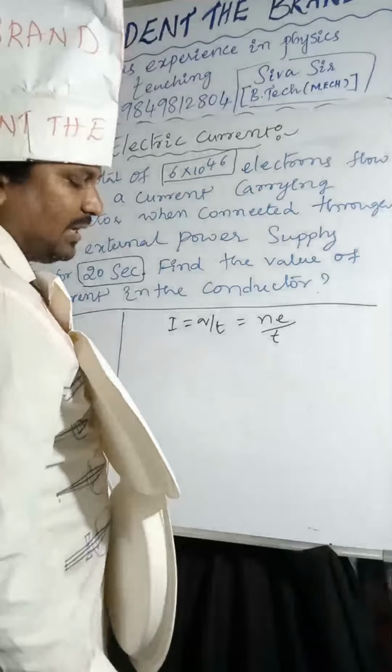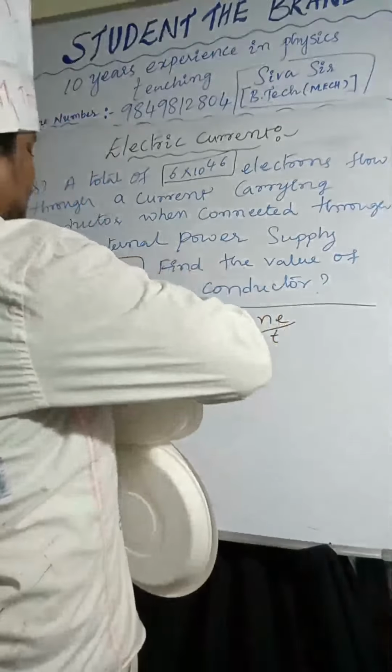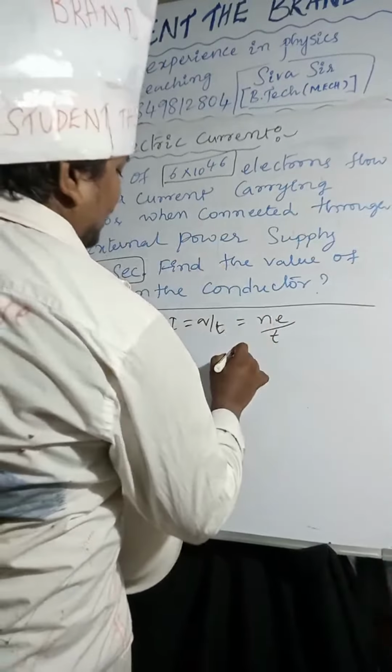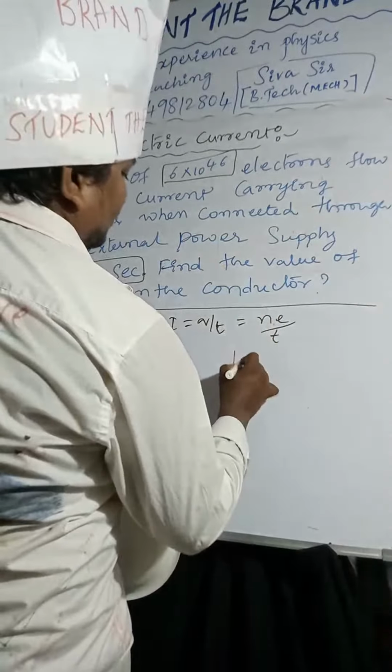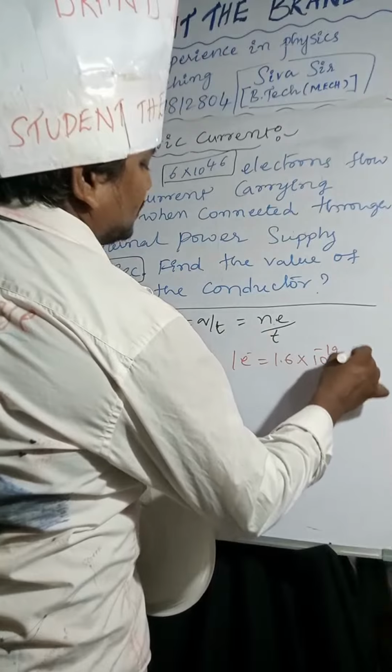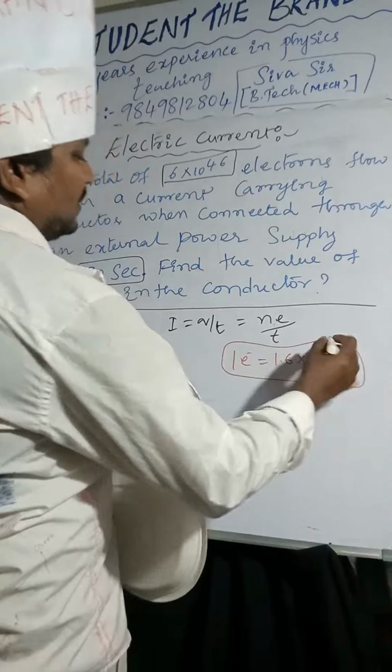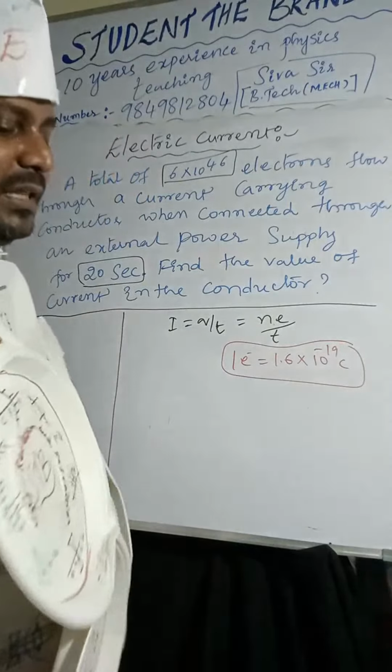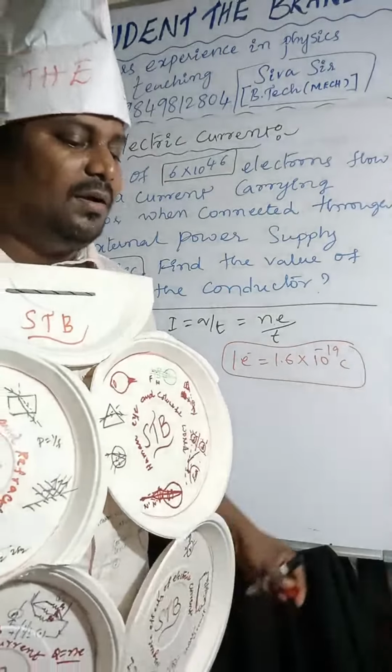The value, whatever I'm saying, is very, very important. One electron equals 1.6 into 10 power minus 19 coulomb. You have to remember this value. There is no choice, because they won't give it in the exam.